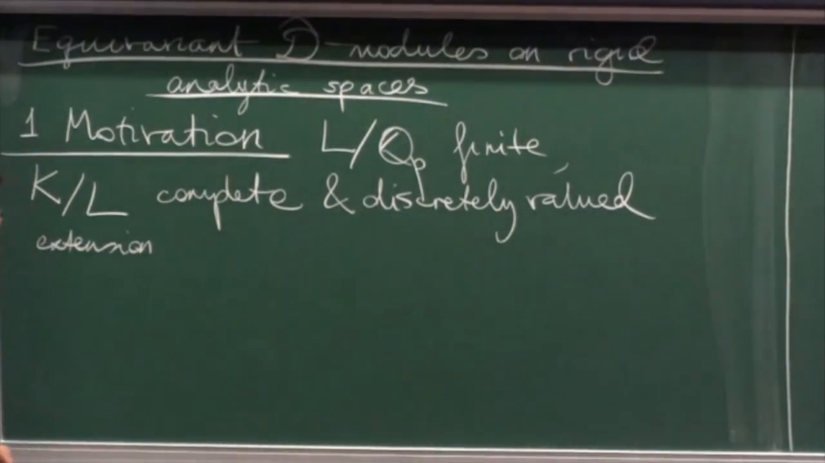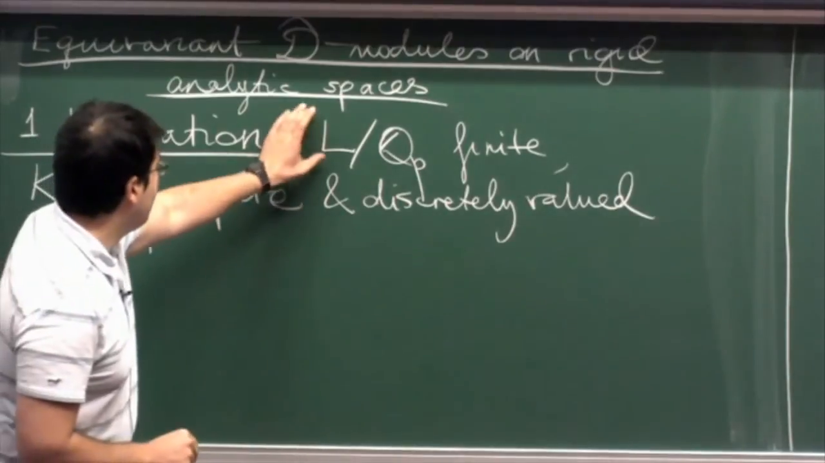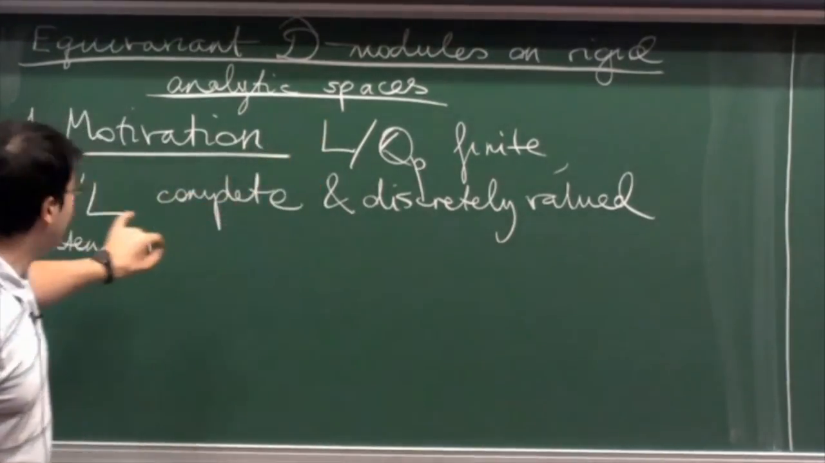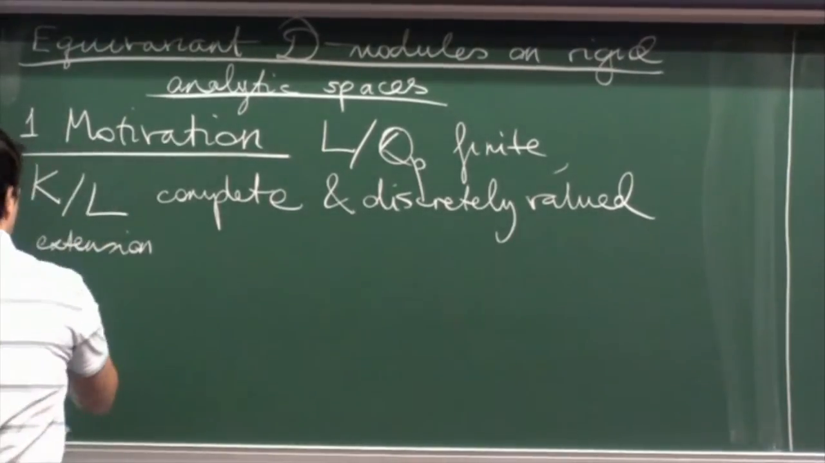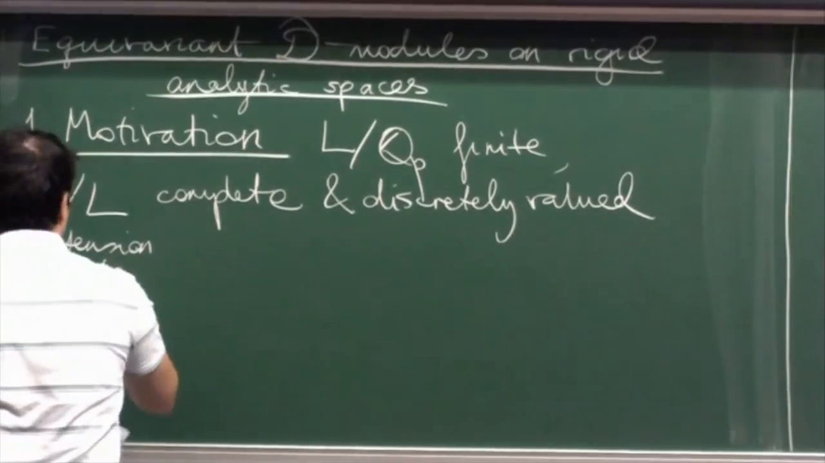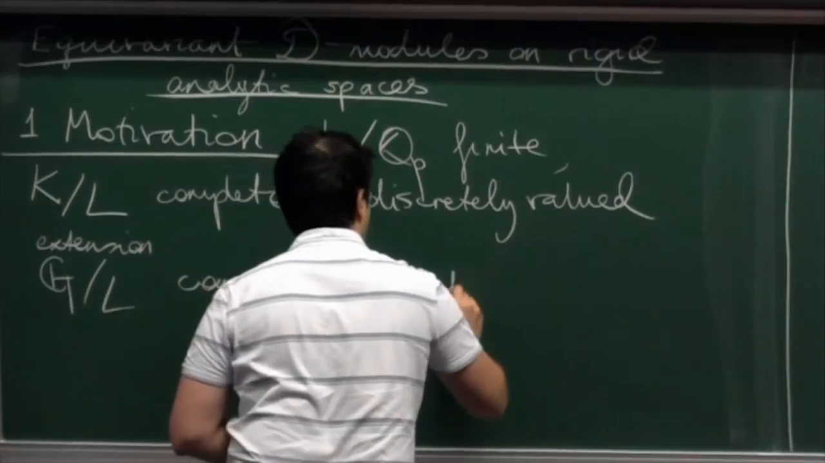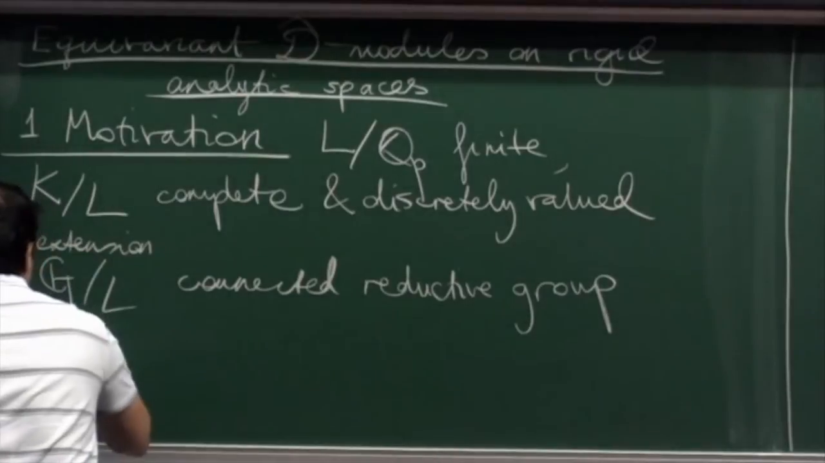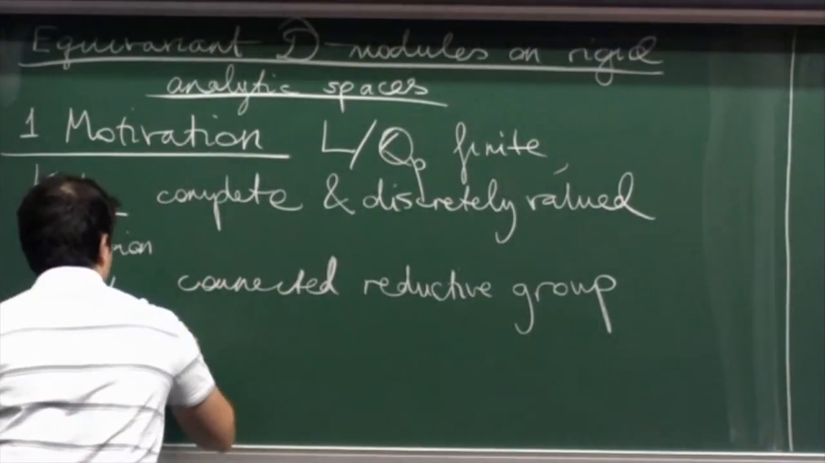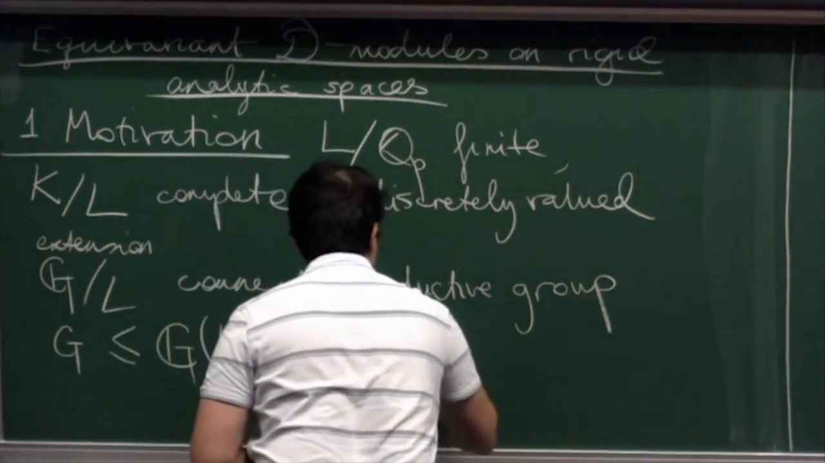For simplicity, I haven't had time to work out all the details yet when K is more general. So L will be the field of definition of the group, and K will be the field of coefficients in which the representations are taken. G will be a connected, reductive algebraic group. And Roman G will be some open subgroup.